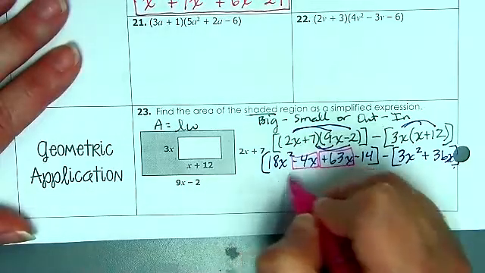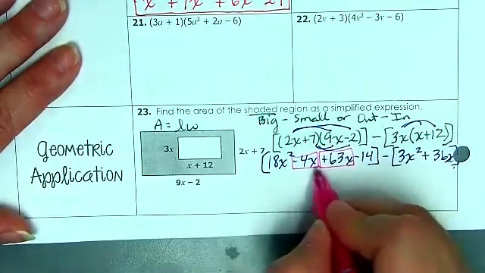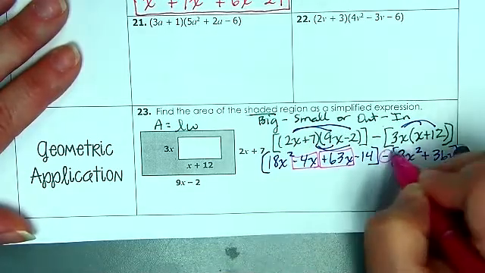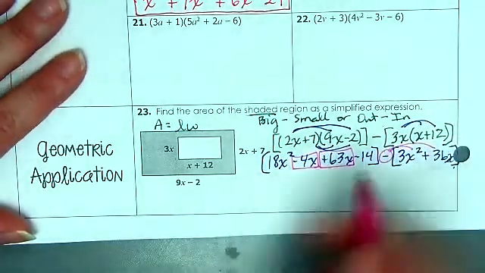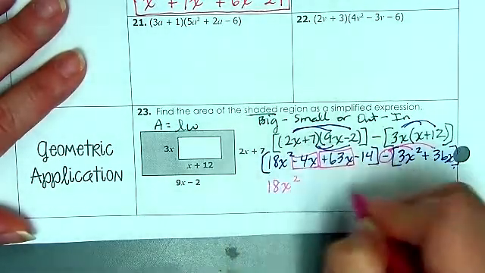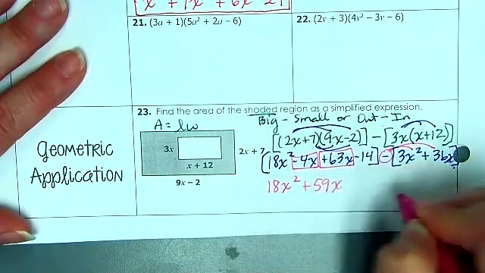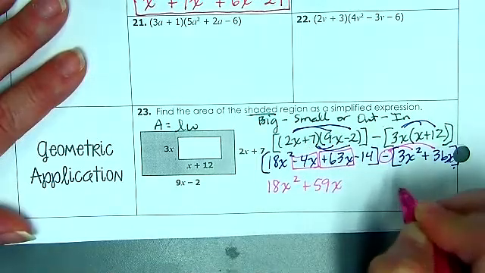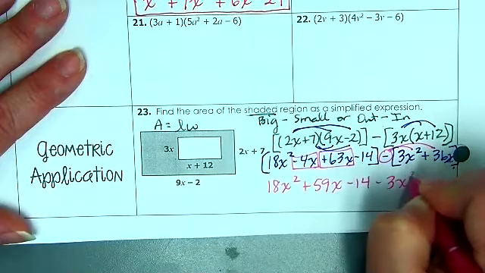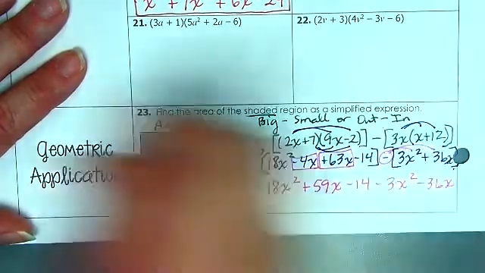So we have, and at the same time, as I combine these, I can go through and distribute this negative in here and take everything out of the brackets. So I have 18x squared plus 59x minus 14 minus 3x squared minus 36x.